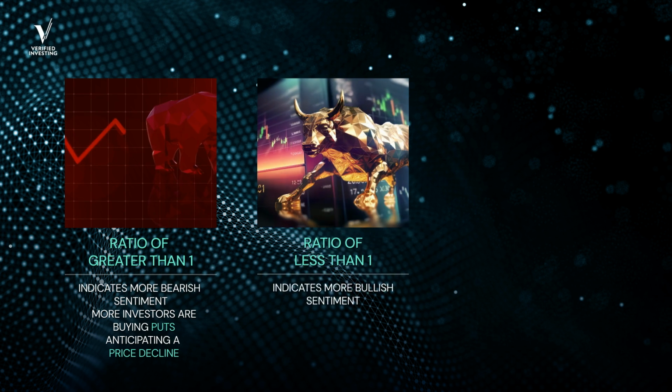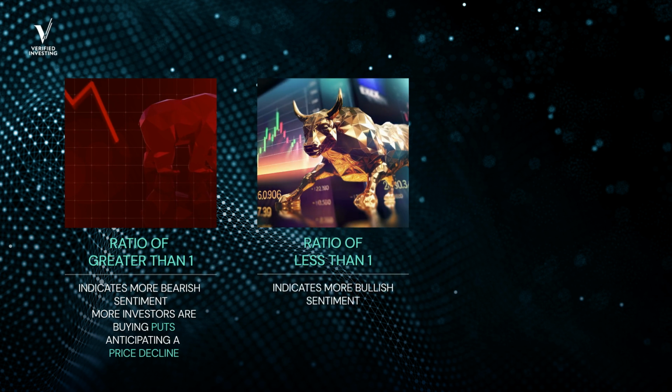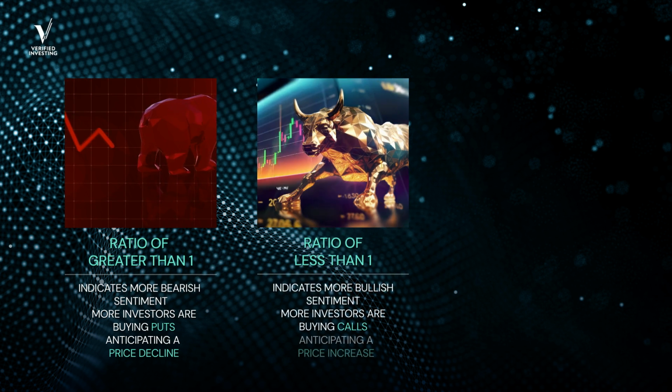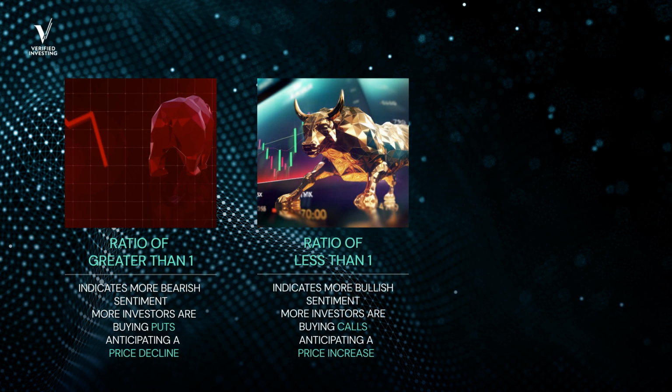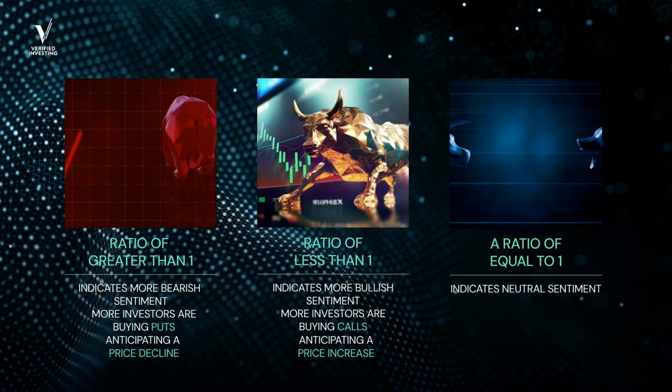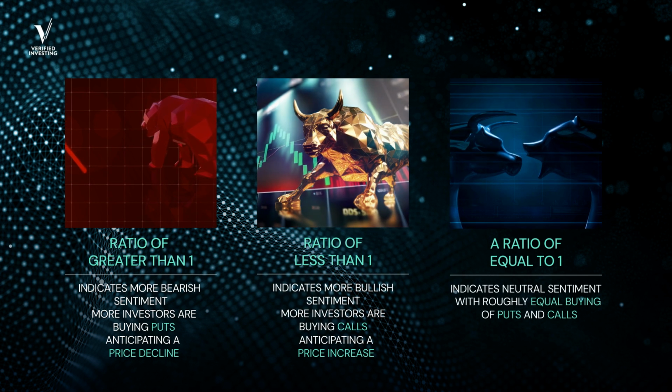A ratio of less than 1 indicates more bullish sentiment, meaning more investors are buying calls, anticipating a price increase. A ratio of equal to 1 indicates neutral sentiment with roughly equal buying of puts and calls.